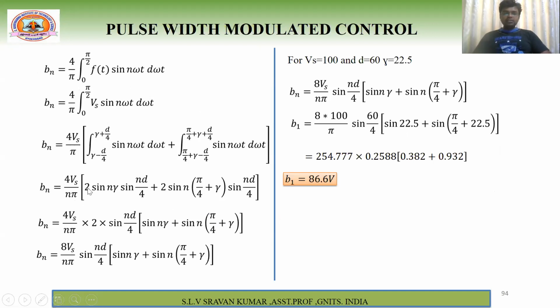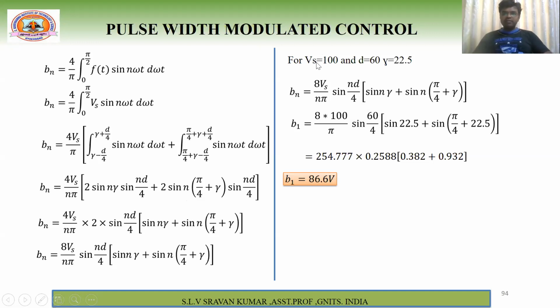In this you just take 2 sin n d by 4 common, because this term is present in both terms. If you take it outside, finally you get sin n gamma plus sin n of pi by 4 plus gamma. And what you will get? 8 Vs by n pi sin n d by 4 times sin n gamma plus sin n of pi by 4 plus gamma. Whatever we have solved earlier, the same problem I have taken.